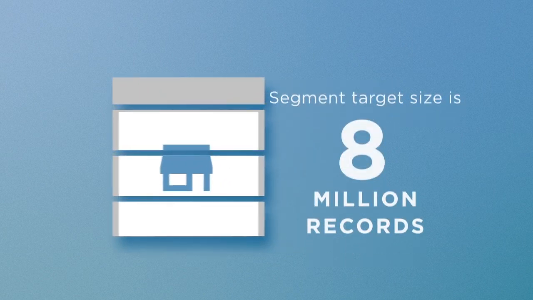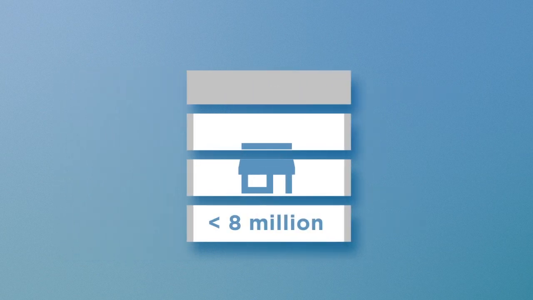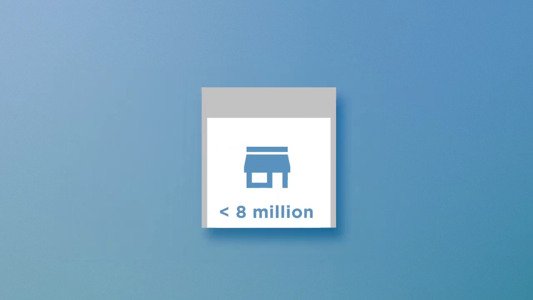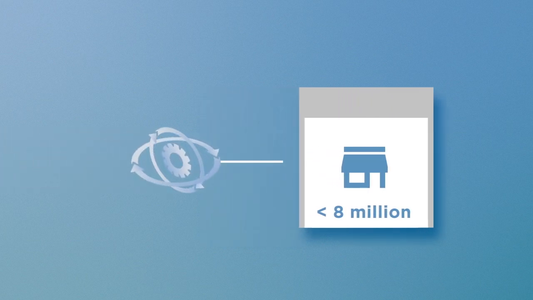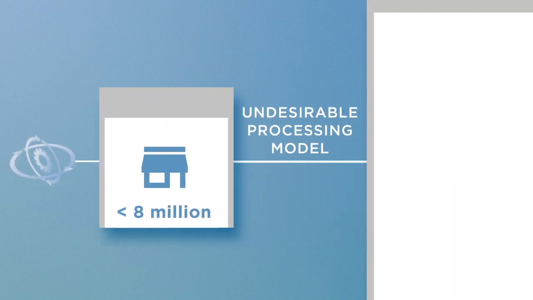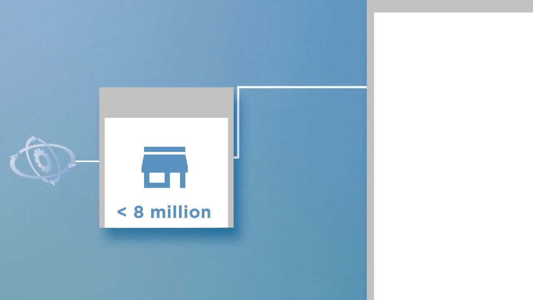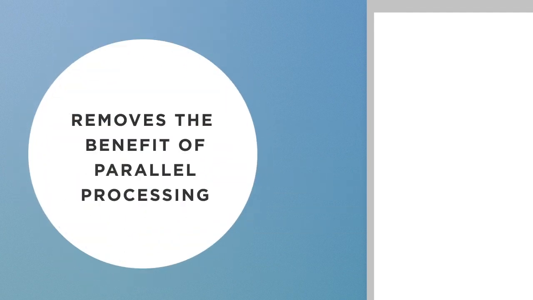Let's look under the hood. In link and expand, we start with a stores table. Segment target size is 8 million records. If we have less than 8 million stores, we have all data in a single segment. Each segment is associated to one sub-process. By starting with a small table and linking in a large table, we get an undesirable processing model. The single sub-process associated with one segment store table must scan through the much larger fact table. We've fully removed the benefit of parallel processing.